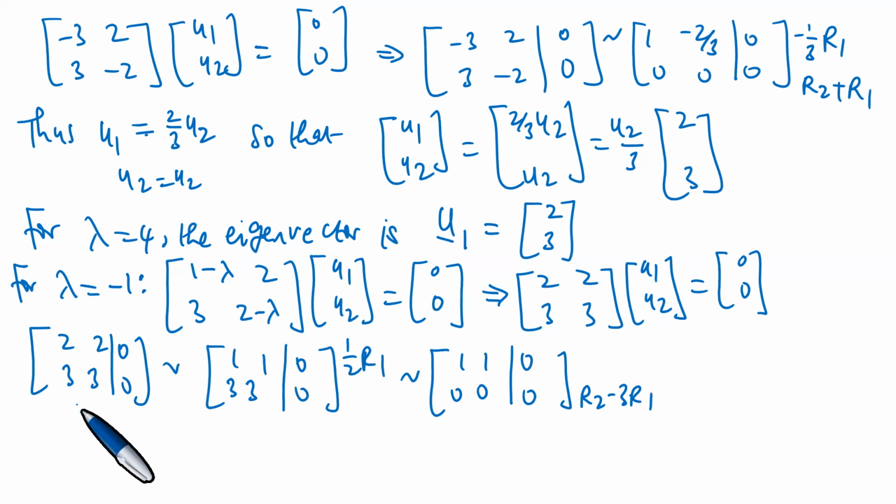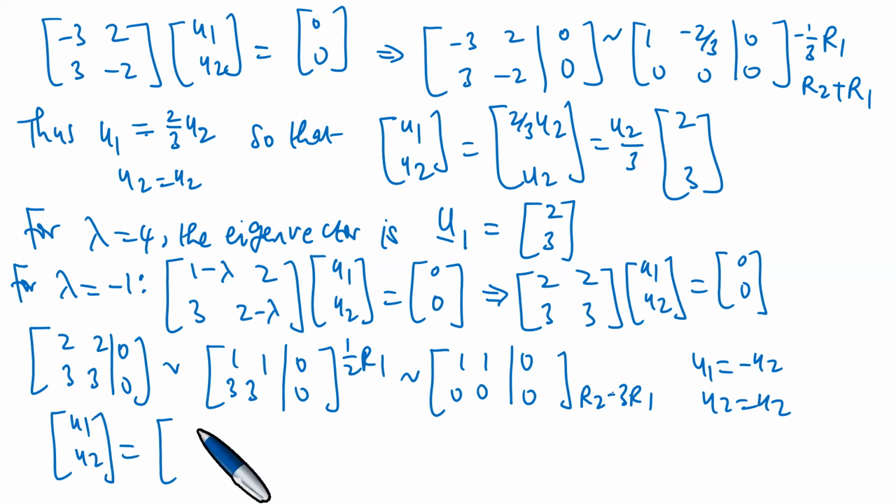Which means that U1 is minus U2, U2 equals U2. So U1, U2. What is U1 according to this? It's minus U2. U2 is U2. So the vector is minus 1, 1.